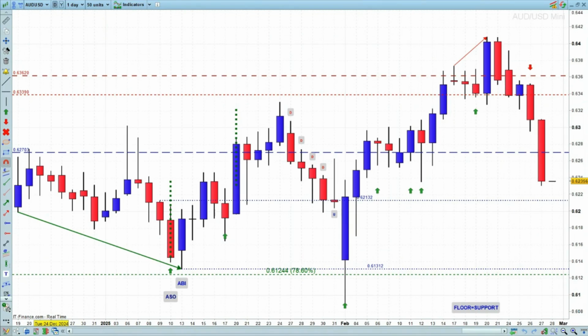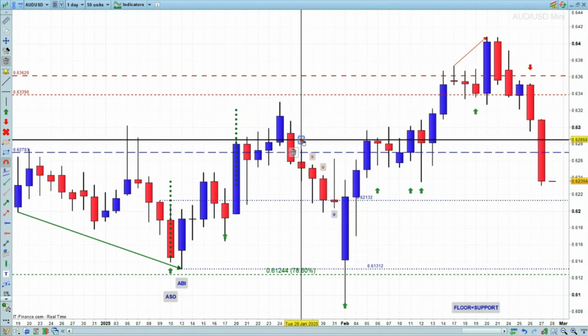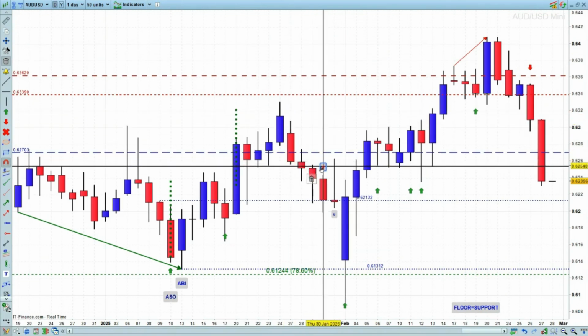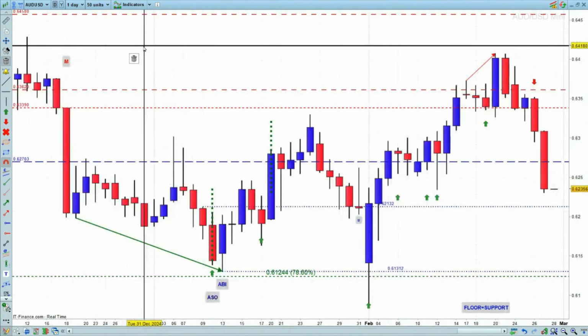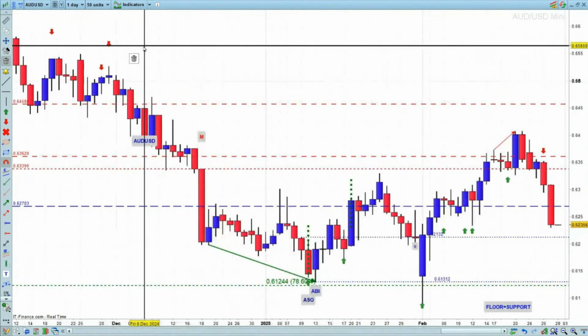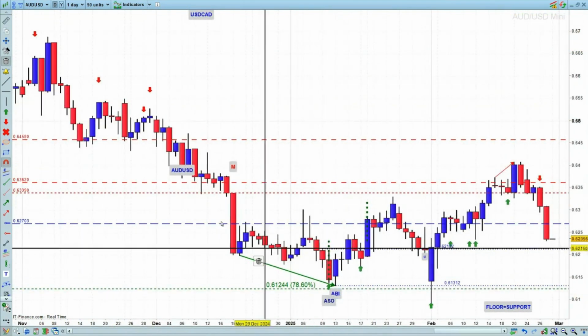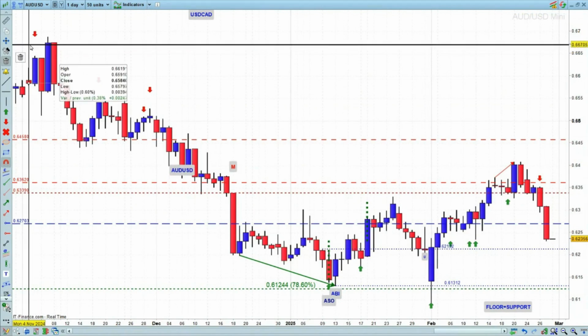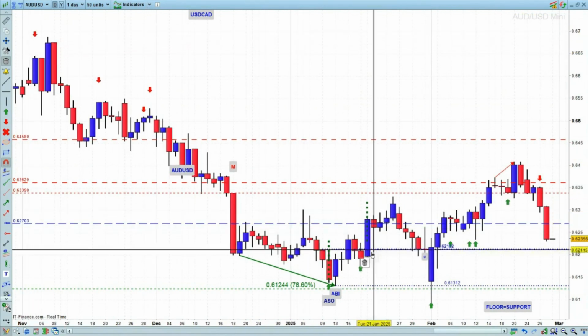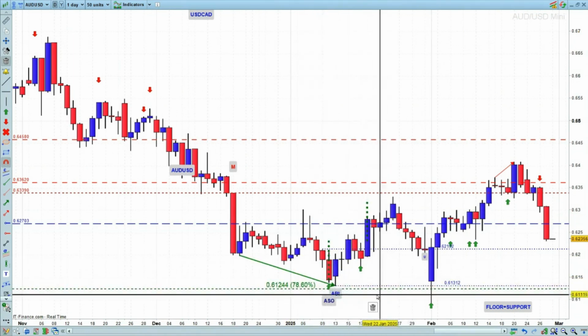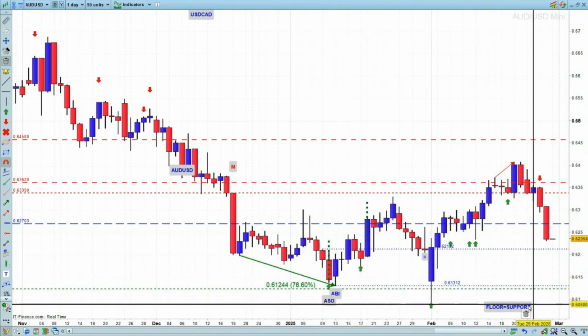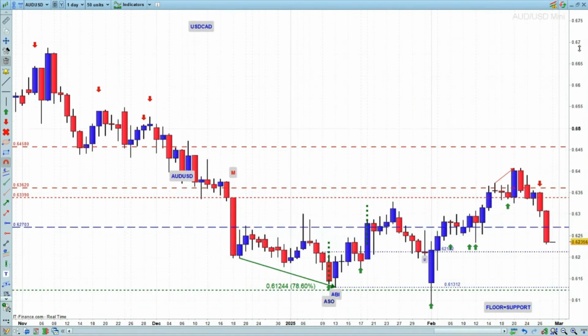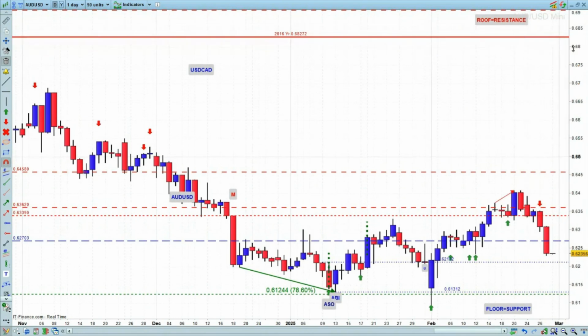I may repeat this context, but the context is constant. For a bullish candlestick, the context is it should appear after a downtrend, and this is a downtrend in front of you. And a bearish candlestick should appear at a resistance. This is the support, which is the floor, and this is the resistance, which is the top.